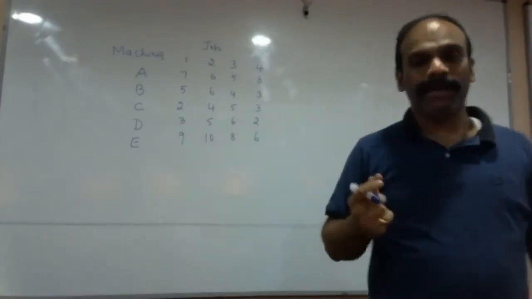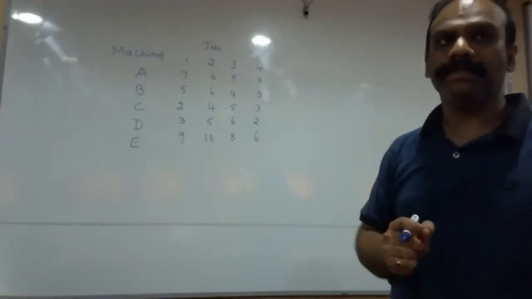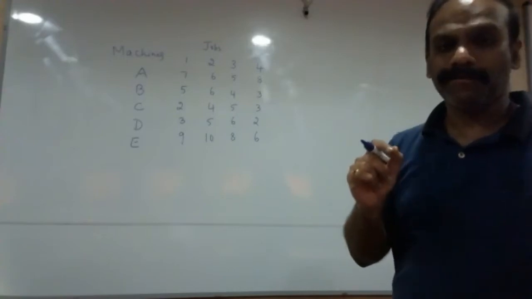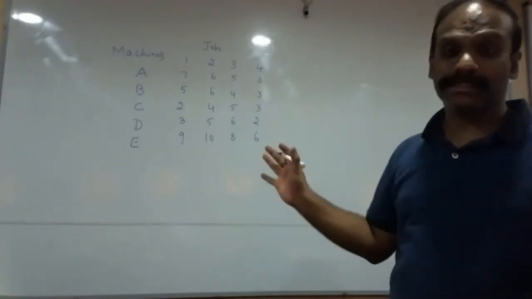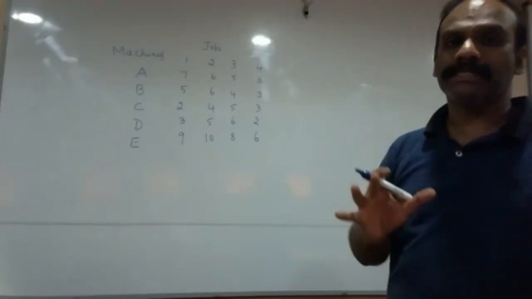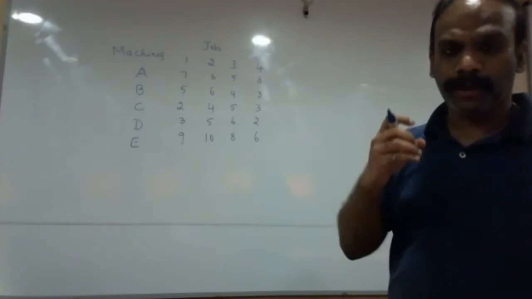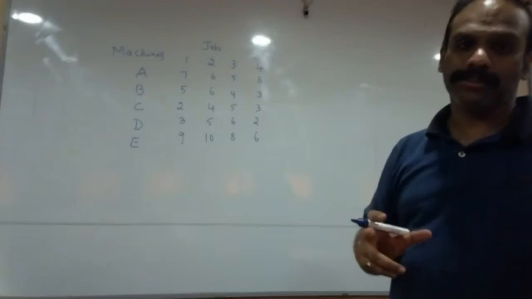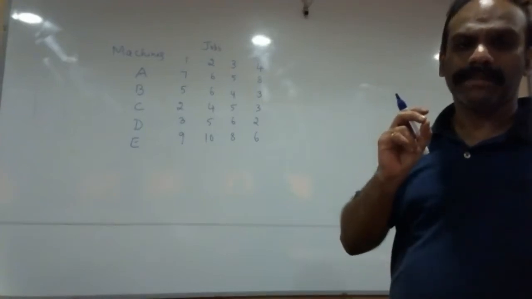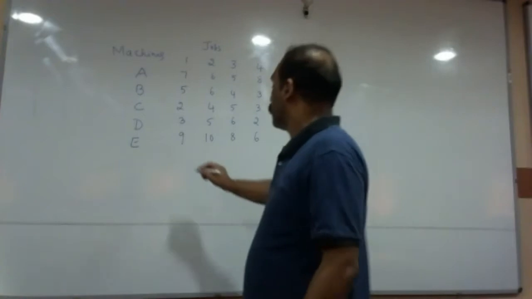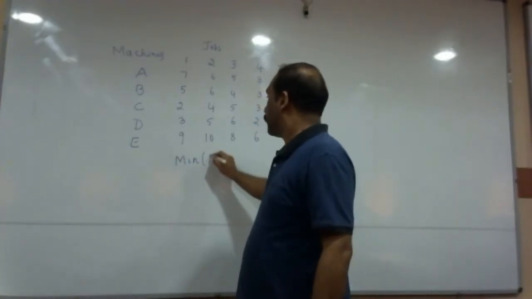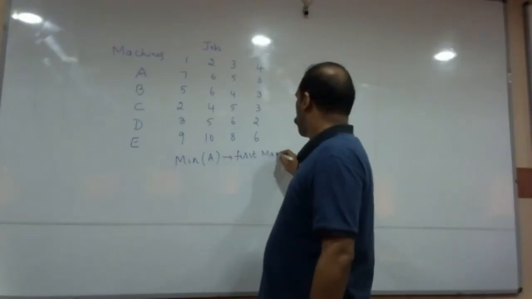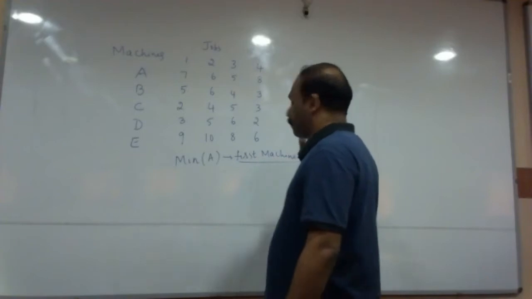One of the serious limitations of the sequencing problem is that Johnson's rule can be applied only if the number of machines is 2. But as far as this question is concerned, there are 5 machines, and therefore it is not practically possible to apply Johnson's rule directly. So in order to apply Johnson's rule, certain prerequisites have to be satisfied. What are the prerequisites? Minimum of machine A. Here machine A is nothing but the first machine.